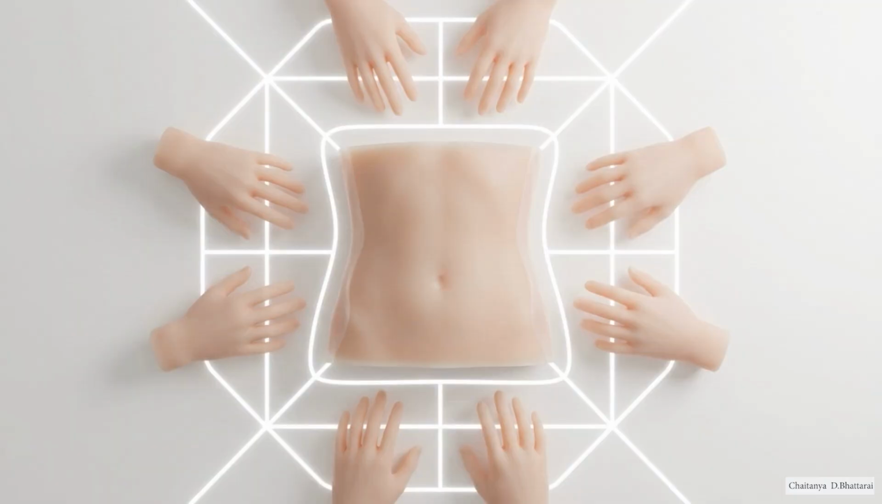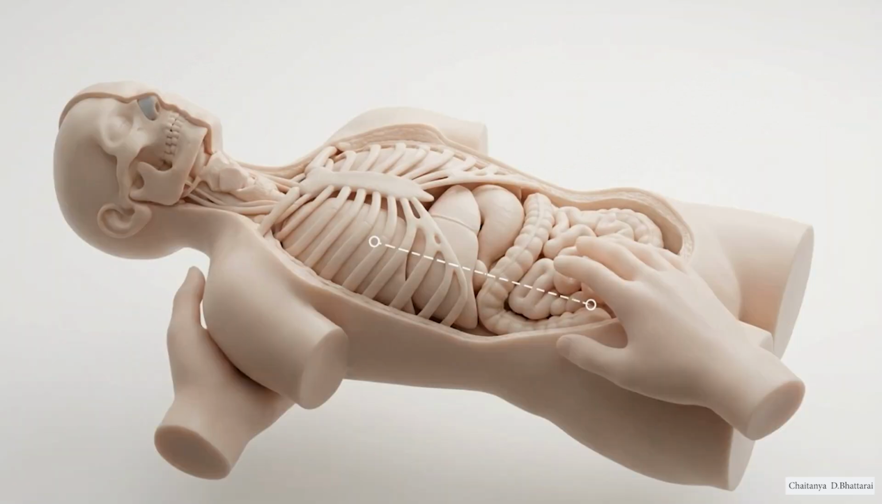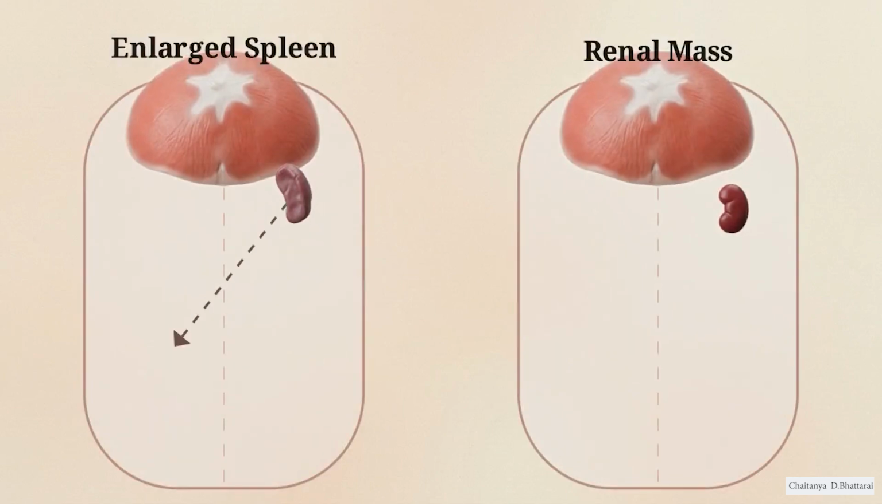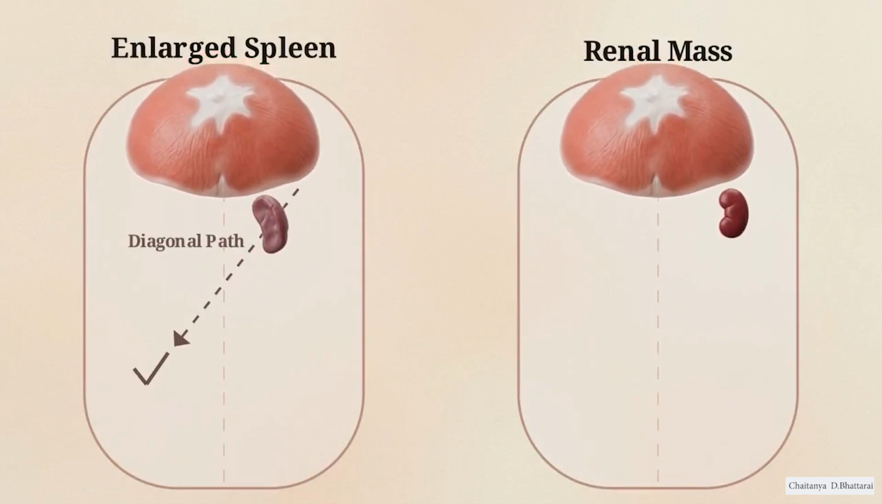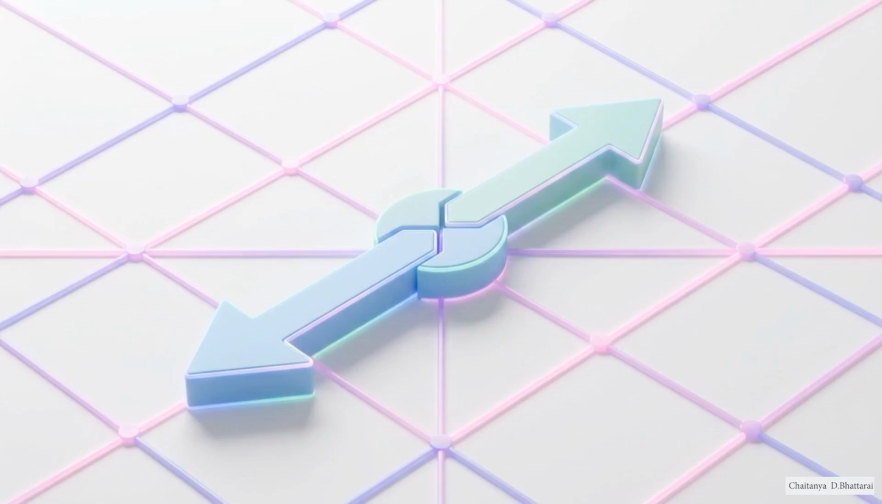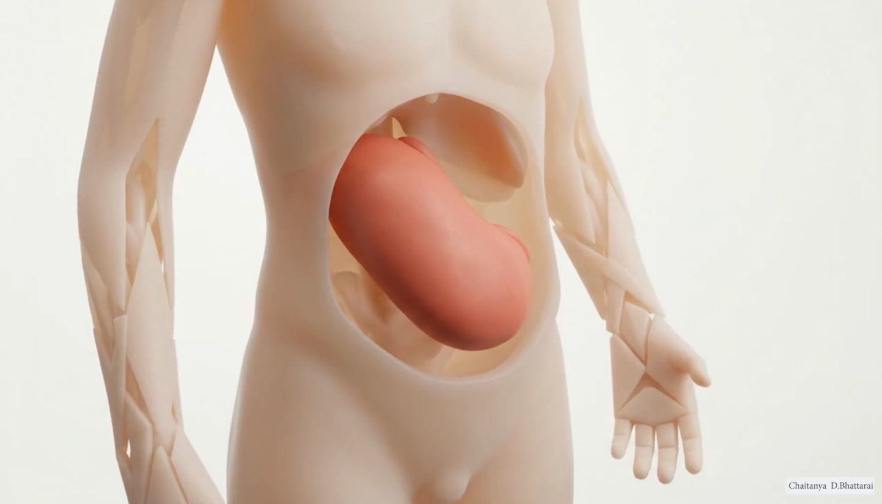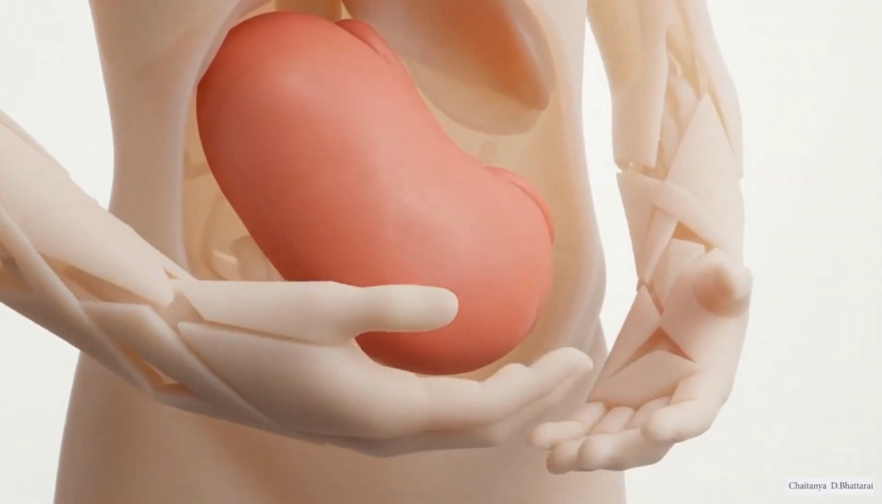To intercept it, we use the Middleton maneuver. The examiner slides their left hand under the patient's back to support the posterior ribcage, while the right hand palpates upward along that precise diagonal path. Detecting movement along this specific diagonal axis during respiration provides definitive proof. It identifies an enlarged spleen rather than a static renal mass. Organ palpation relies entirely on vector interception. You map exactly which direction an organ will be driven by the respiratory engine and position your hands in its inevitable path.